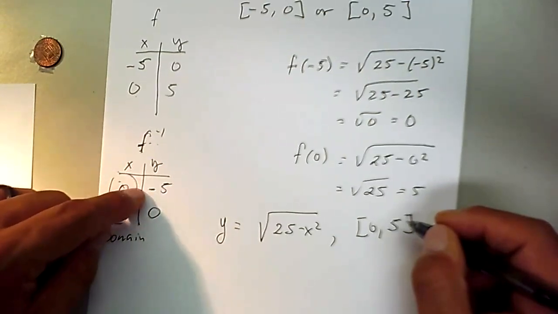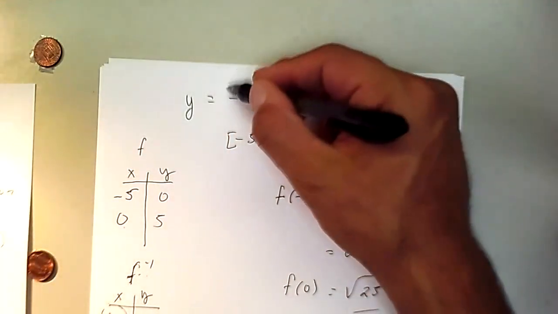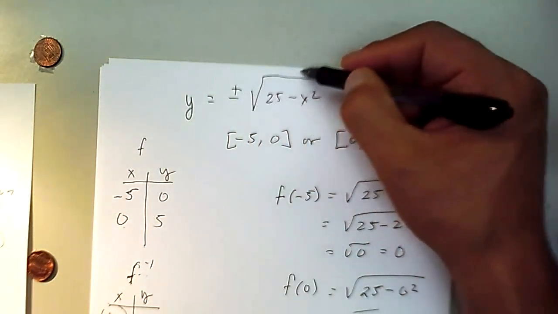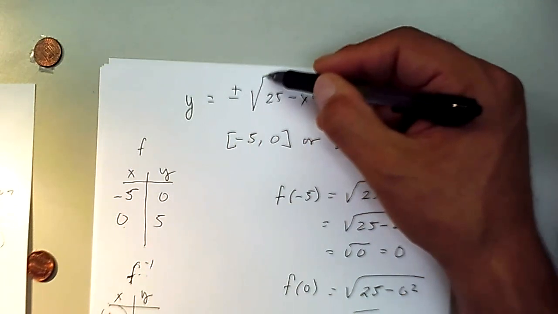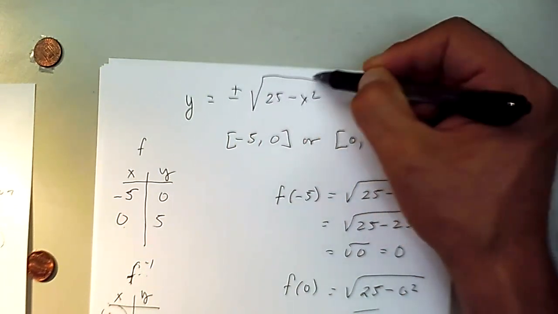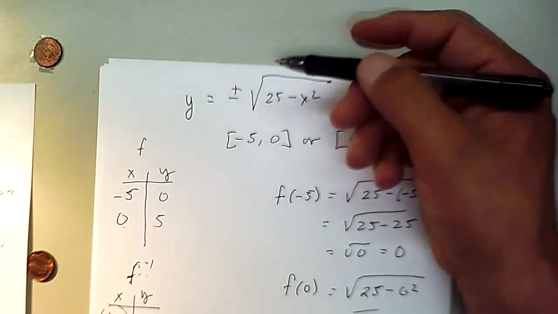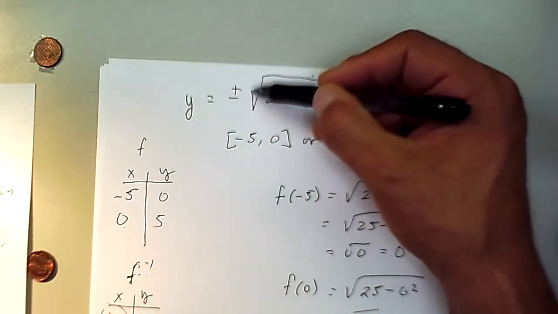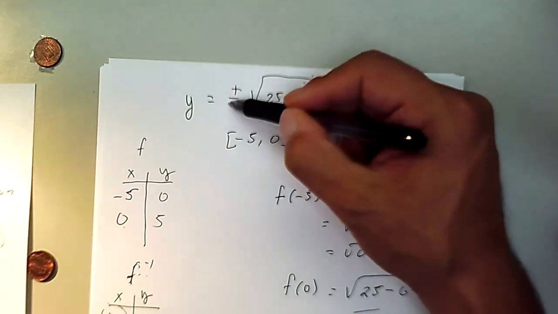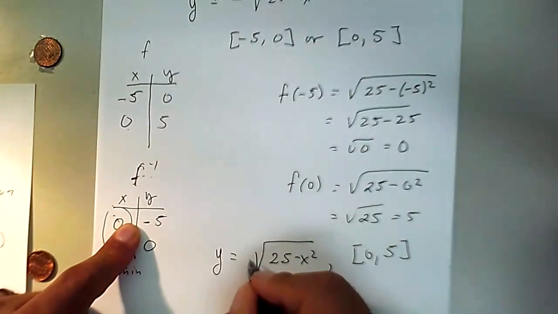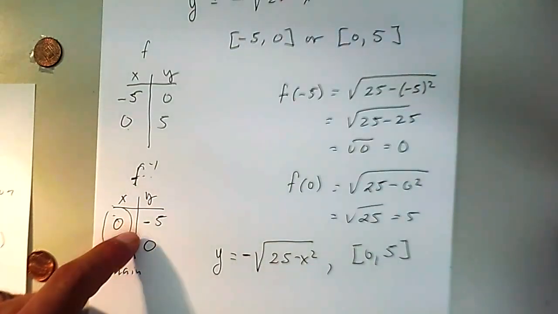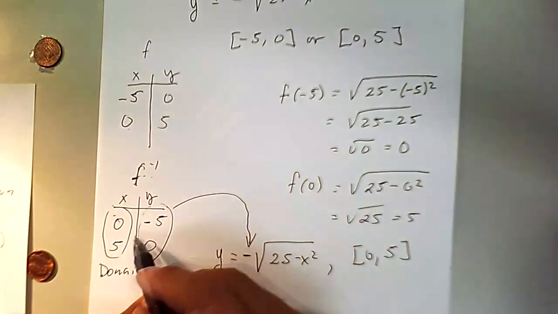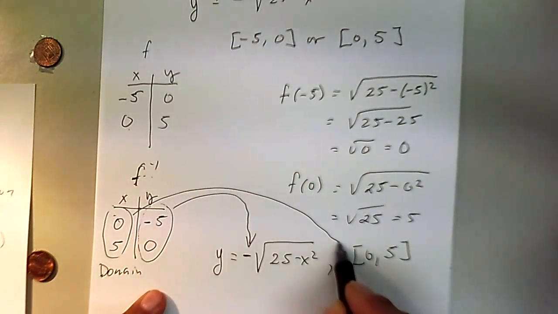Now this -5 says that we have to pick the negative. Otherwise, there's no way we're going to get the negative. See? Negative or positive. This is the principal root, which gives us positive numbers. So there's no way we would obtain a negative number with the principal root unless we ourselves pick the negative. Okay, so that negative came from this information. 0, 5 came from that information.